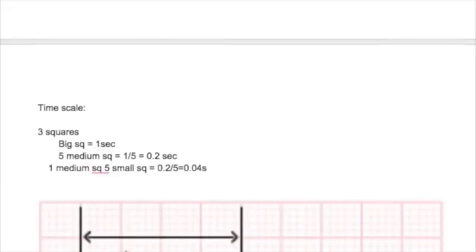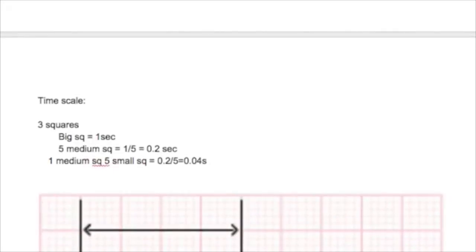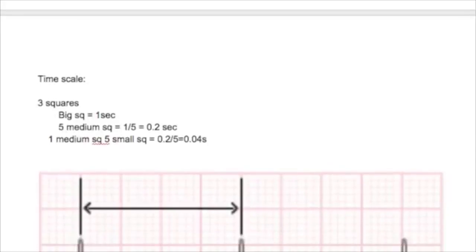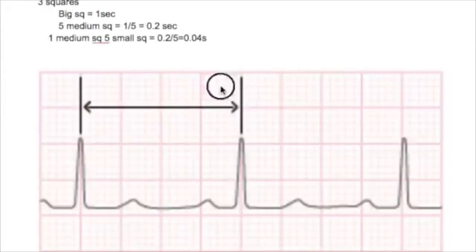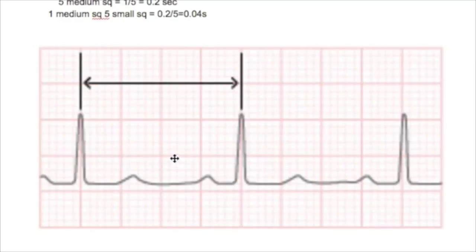Regular rate you can calculate by calculating the distance between the two R's. When the RR distance is at an equidistance, then it's a regular rhythm. And the distance between the two R here you see is 1, 2, 3, 4 boxes. And each of these boxes is 0.2 seconds. So if you divide 300 by 4, that gives a heart rate of 75.